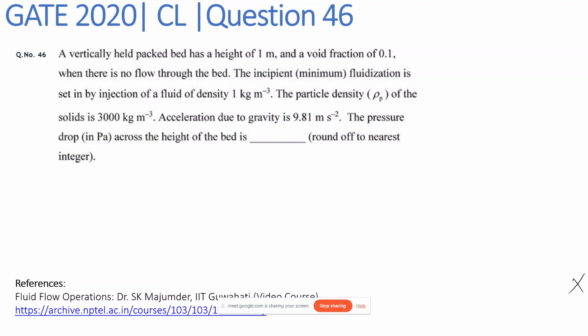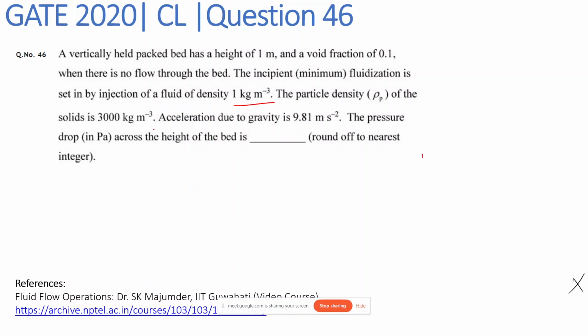This is again a very similar question in which we are given that a vertically held packed bed has a height of 1 meter and a void fraction of 0.1 when there is no flow through the bed. The incipient fluidization is set by injection of fluid of density 1 kg per meter cube. The particle density of the solid is 3000 kg per meter cube. The acceleration due to gravity is 9.81 meter per second square. The pressure drop across the height of the bed is this.